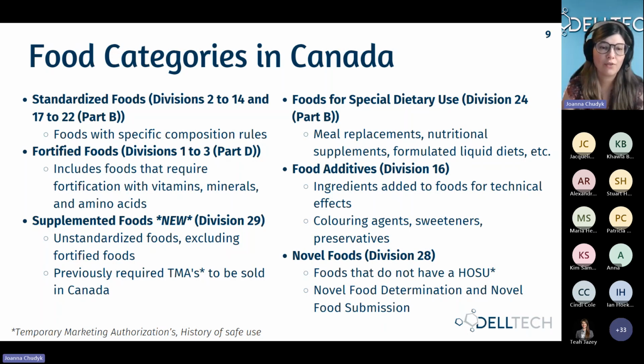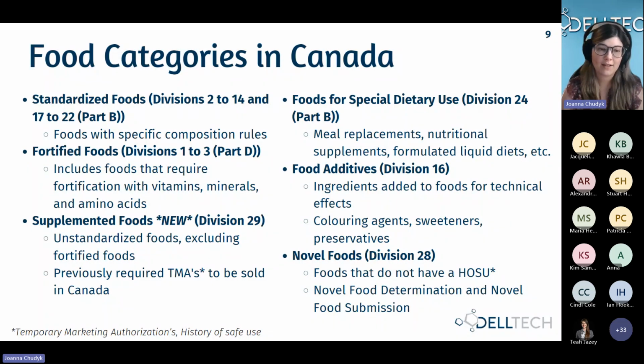And lastly, novel foods. These are products that are known to not have a history of safe use, or a HOSU, and they typically require some kind of feedback from the Food Directorate in order to sell them compliantly in Canada. So it's important to remember that just because a food ingredient is acceptable in the US or Europe doesn't necessarily mean it's acceptable for sale in Canada.